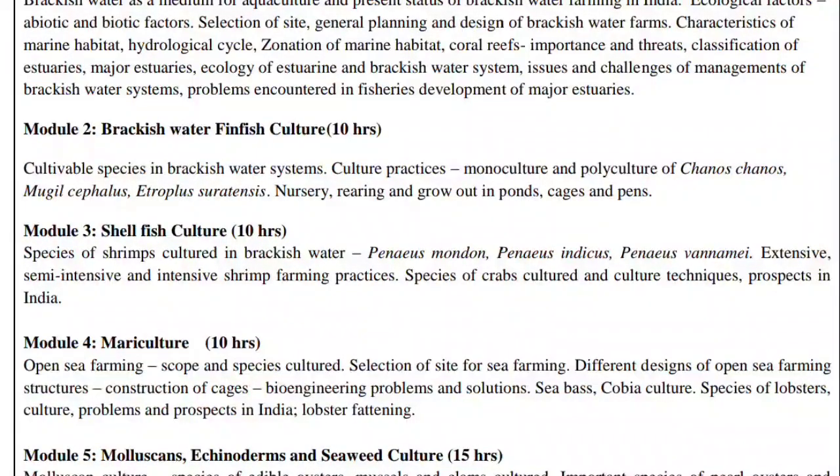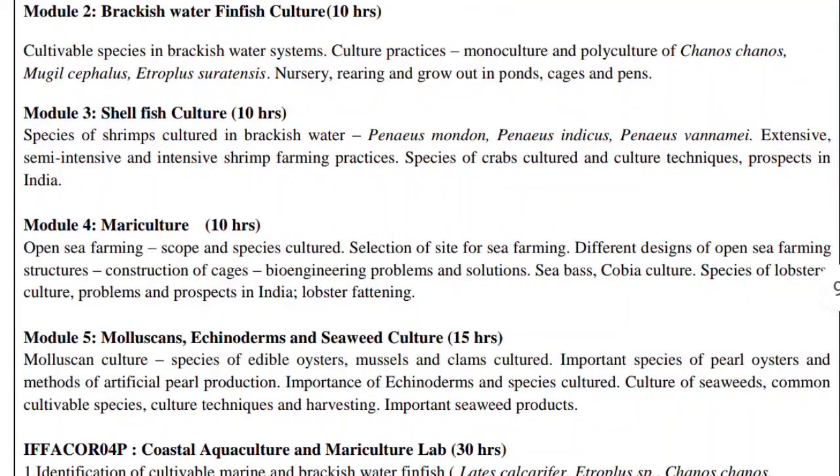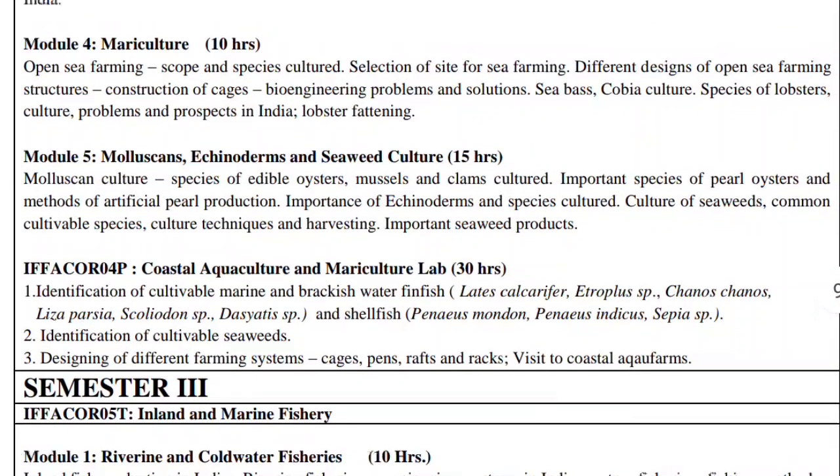And Module 3, shellfish culture. Species of shrimps cultured in brackish water: Penaeus monodon, Penaeus indicus, Penaeus vannamei, extensive, semi-intensive and intensive shrimp farming practice, species of crabs cultured and culture technique, prospects in India.